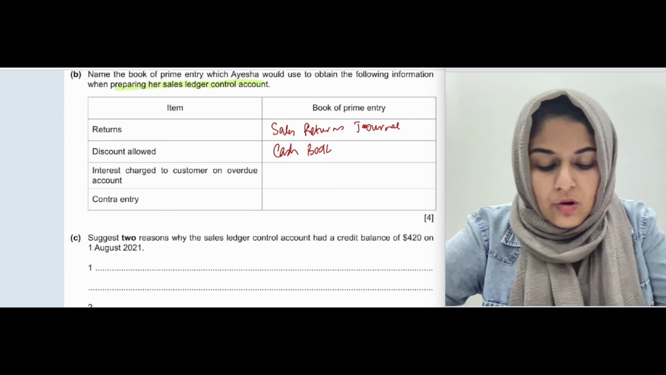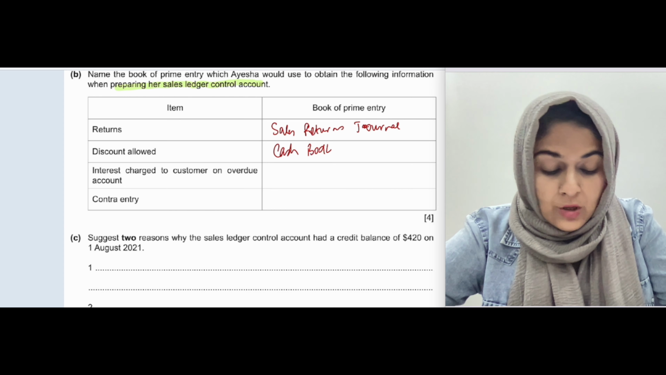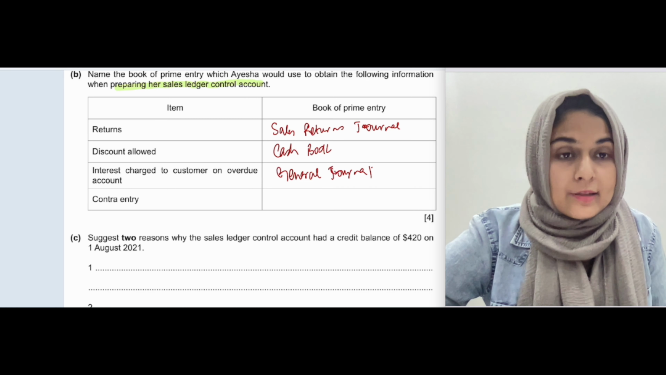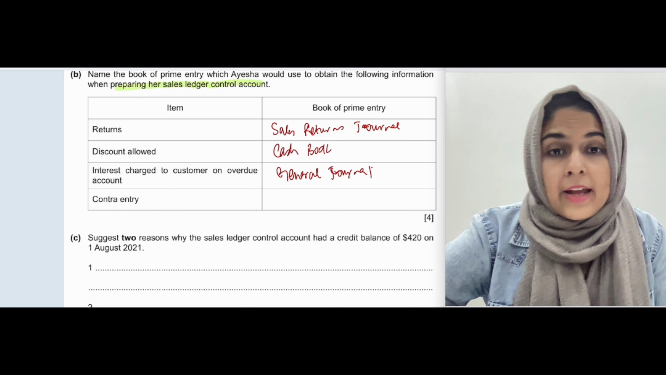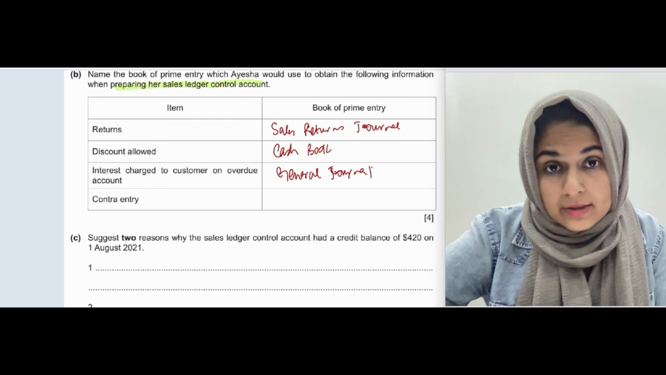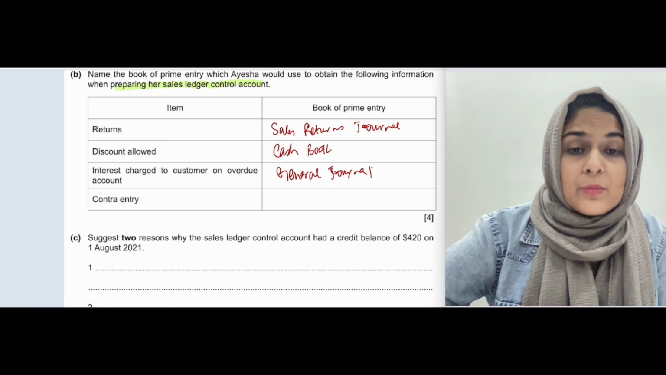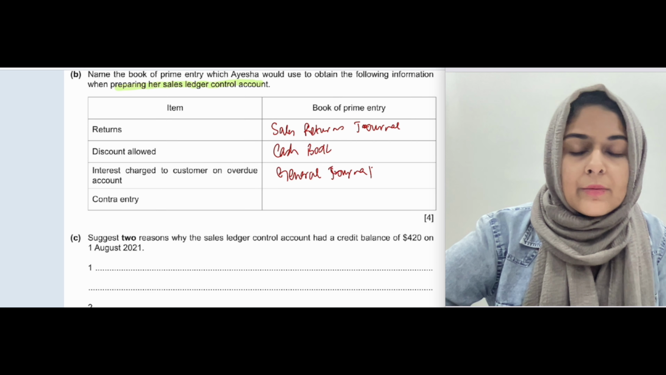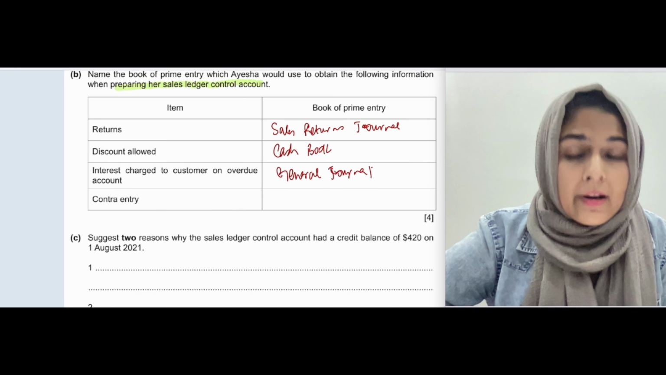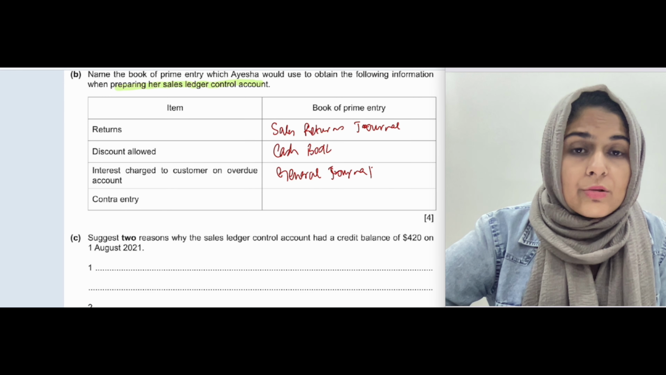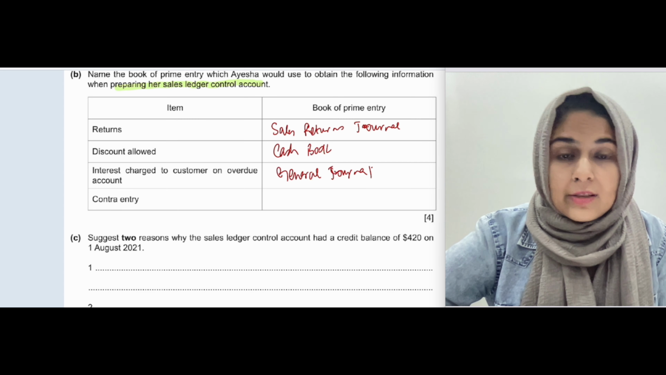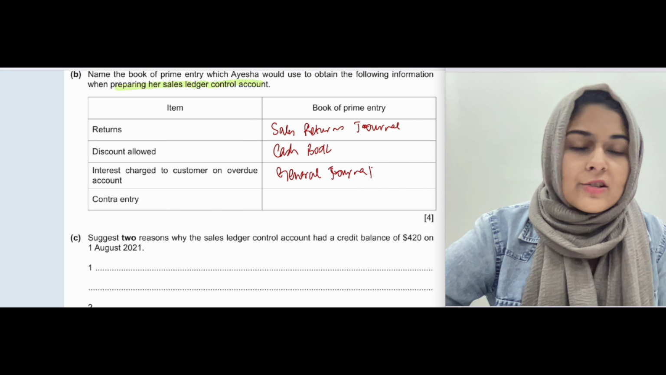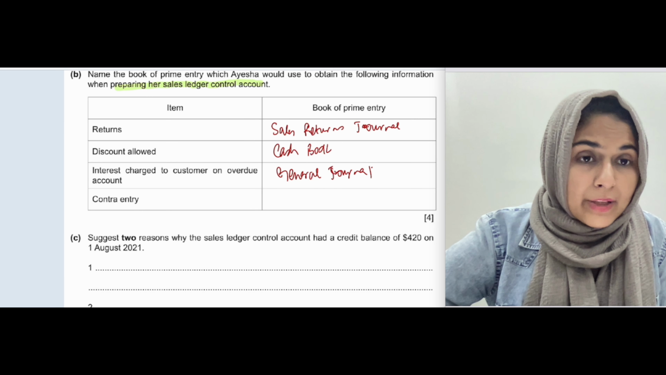Interest charged to a customer on an overdue account will come from the general journal. So why am I saying that? Because in the sales journal you only record the credit sales. In the sales returns journal you only record the returns that are coming from your credit customers. In the purchases journal you record your credit purchases. In the purchases returns journal you record all the returns that you made to the credit supplier. And then in the cash book you have all the bank and cash transactions. In the petty cash book you have small cash transactions, and in the general journal you have all the other transactions that cannot come in the above 6.